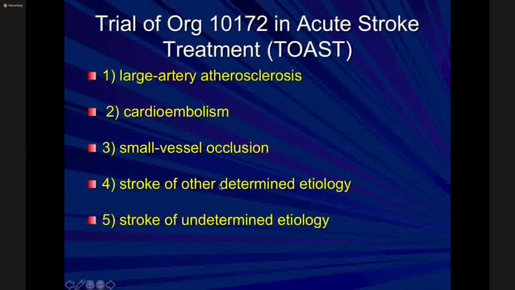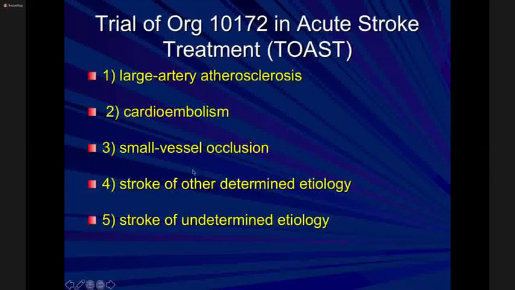When you develop a stroke, there are three important components. One is the constituents of the blood, the other is the blood vessel wall, and the other is the heart. So if you develop a stroke, one of these has to be affected. It's either a problem with the blood vessel, or the blood, or the heart. There are rare causes, and those we decide as stroke of other determined etiology.